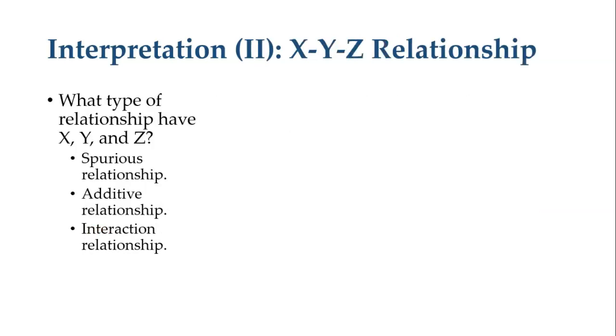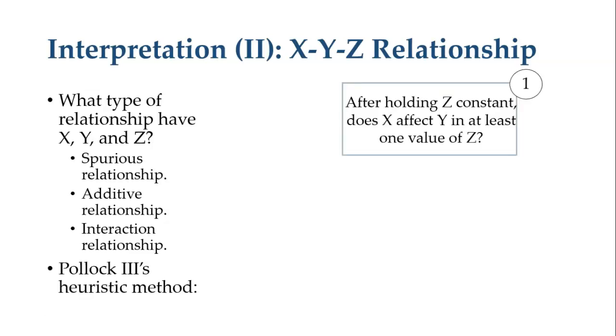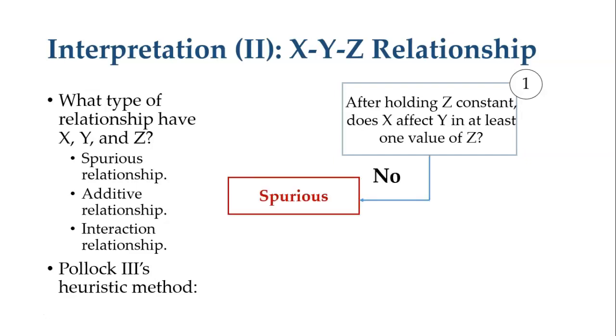Now, we move from interpretation at that basic level of what the partial effects are, and we move to identify what kind of relationship there is, the XYZ kind of relationship, right? And I think Pollock's heuristic or analytical method is very useful. You just basically ask and respond to 3 questions. First, after holding C constant, does X affect Y in at least one value of C? That's the first question. If not, you have a spurious relationship, right?